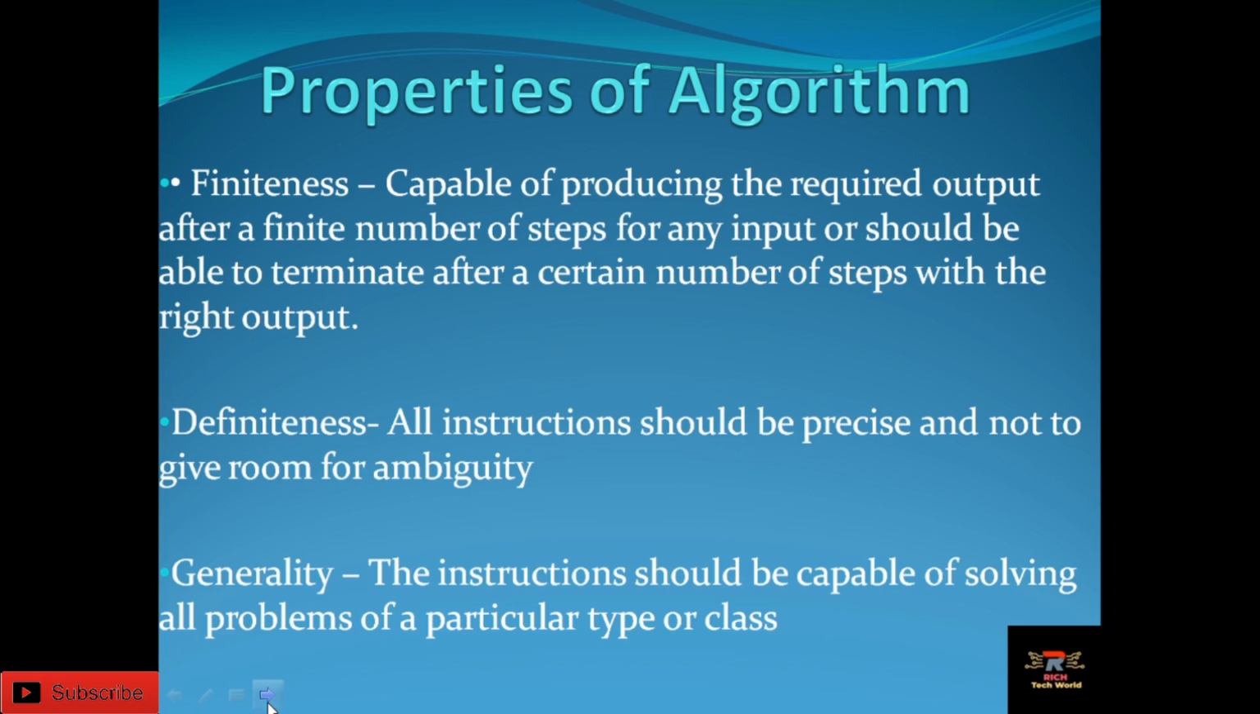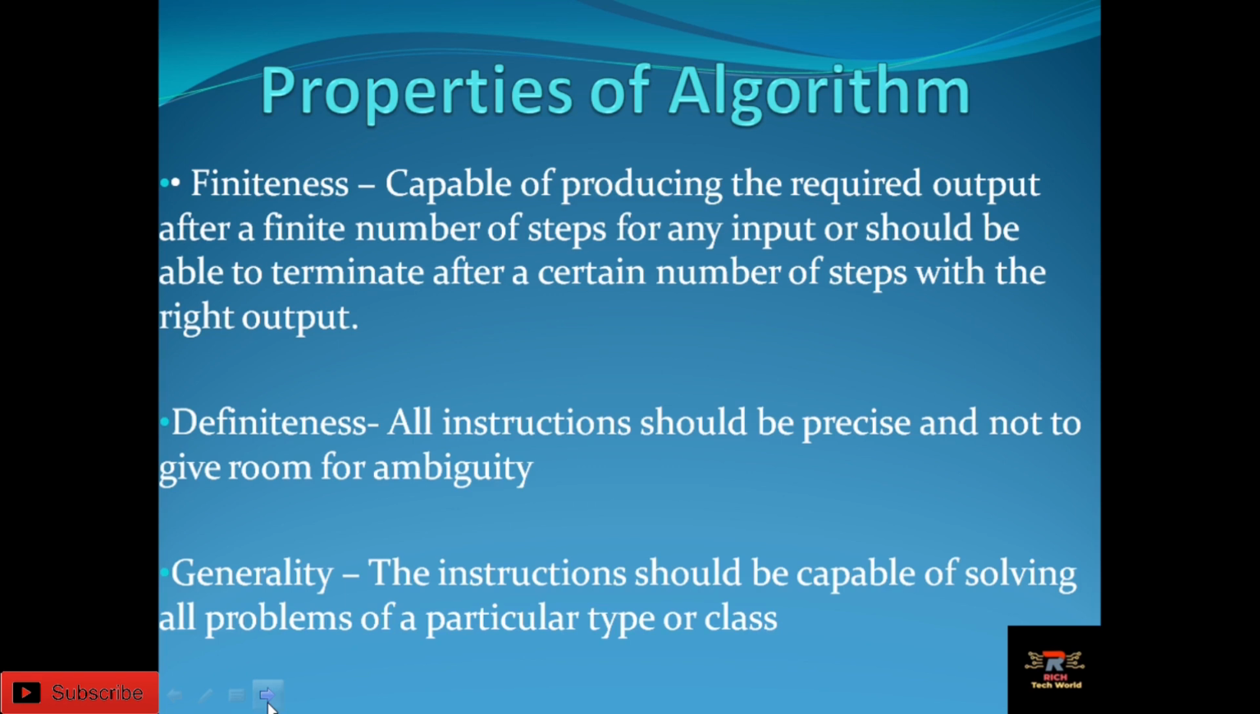The next thing is definiteness. All instructions should be precise and not give room for ambiguities. So your algorithm should also contain the definiteness property.